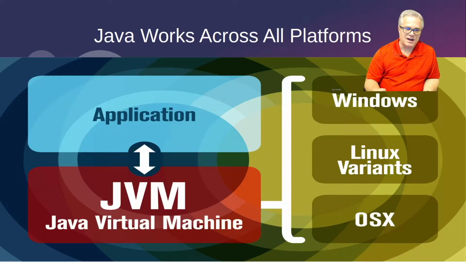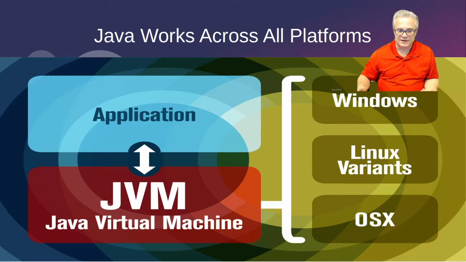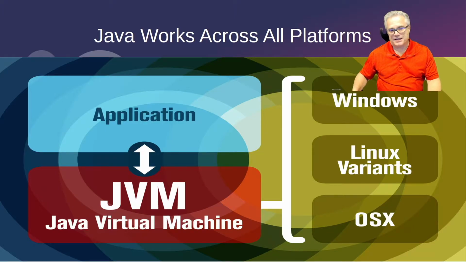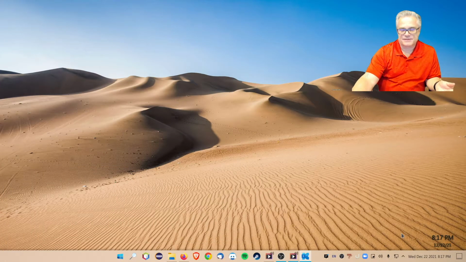And this is just a graphic demonstrating that the Java virtual machine will run on any operating system, and therefore if you write an application for it, it'll run on any operating system that can support a Java virtual machine. And that is what MShots is. It is a Java application that can basically run on any operating system.